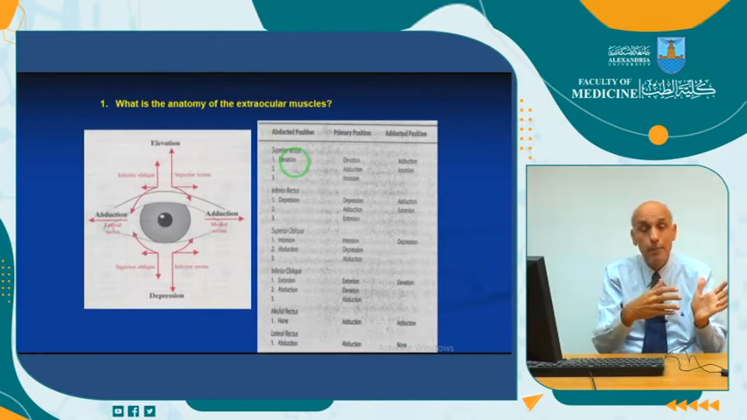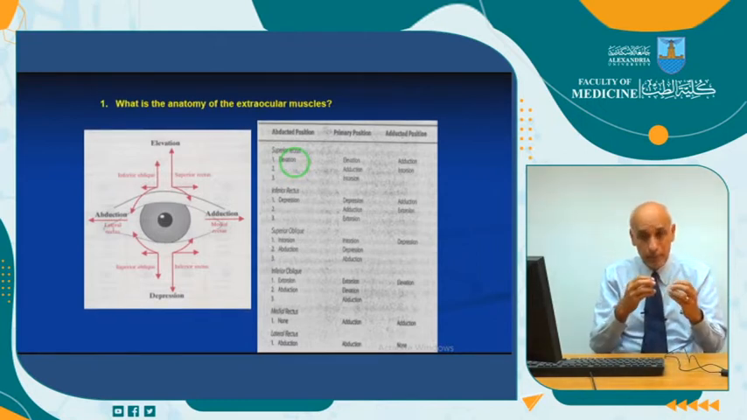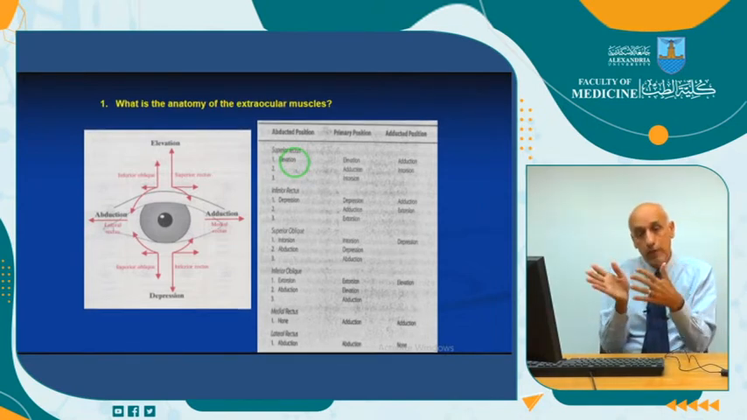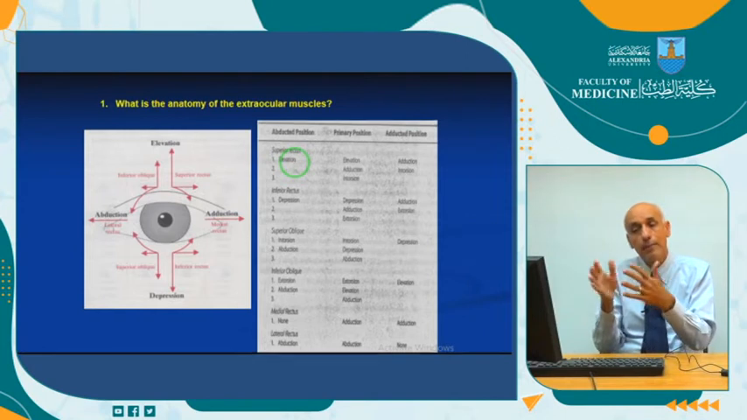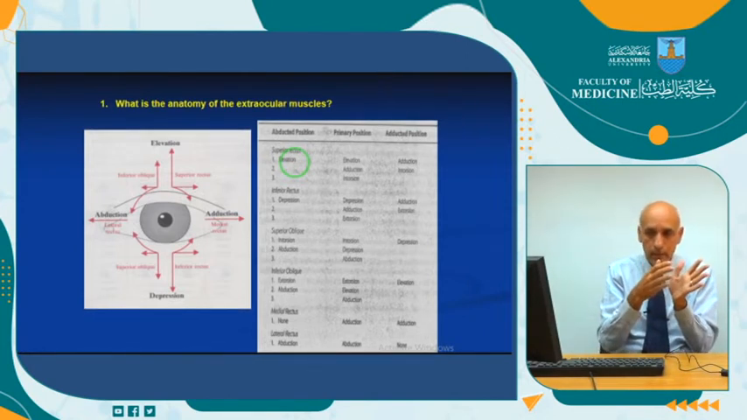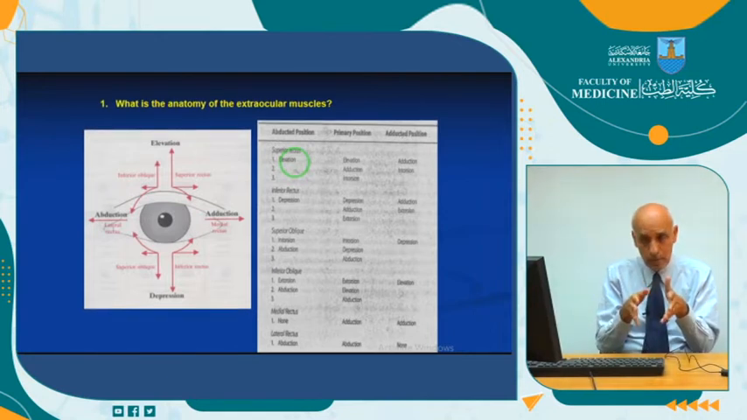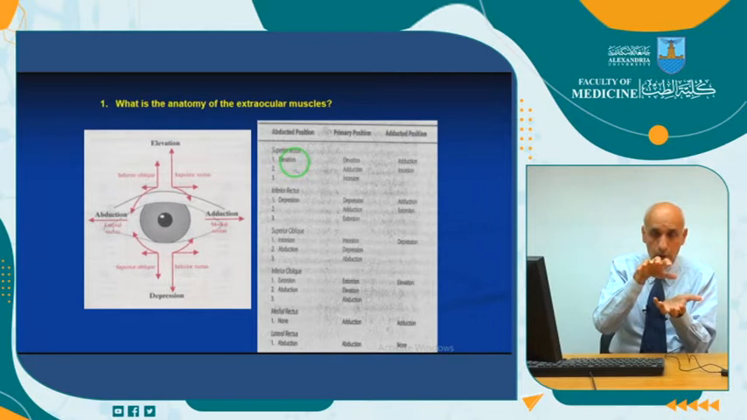We have some terms you have to know, for when you look up, look down, look right, look left. When you look to this side, it is called the adducted position. When you look to the other side, it is called the abducted position. That means you look outward. Inward toward your nose is the adducted position. Then you have elevation, then you have depression. And then you have intorsion, and you have extorsion.